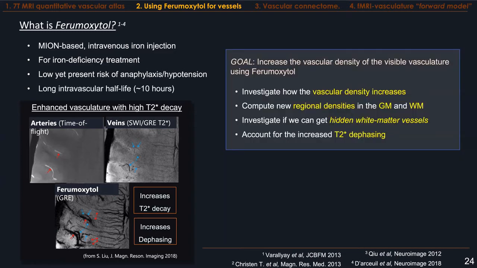But here the goal was really to increase the vascular density. We wanted to see if using ferumoxytol was going to increase the regional density of the vasculature in both the gray matter and also in the white matter. We really wanted to see if we could get the hidden white matter vessels that I presented earlier. But in order to do this, we need to account for the increased T2* dephasing.